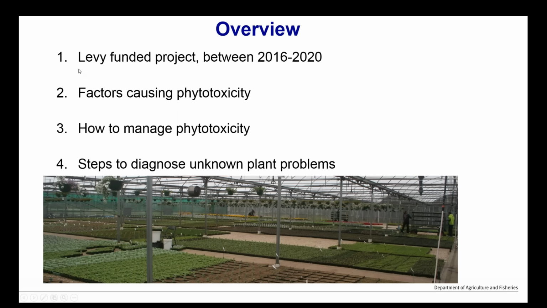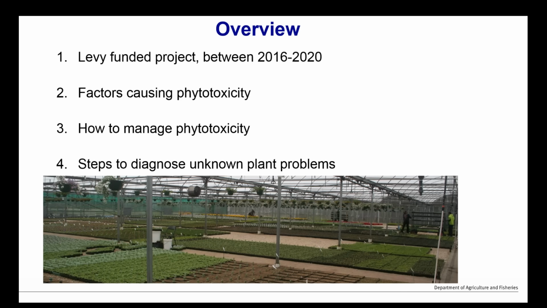So we've got a Levy-funded project that goes for 5 years, and it's not just doing webinars, we're doing a variety of different activities, and so we'll cover very briefly what's involved in that. Then we're going to talk about what causes phytotoxicities, how it's managed, and steps to diagnose unknown plant problems, because sometimes recognizing a phytotoxicity is actually a little bit difficult, and it's good to be able to disentangle what your problem is.